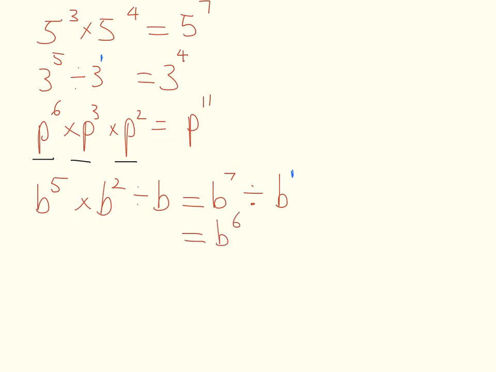Again, a trap people can fall into is looking at something like this and saying, oh, well, I'm dividing by b, so therefore this b here must disappear. Well, that's not how we work. We could write it out as a big long fraction, we don't need to, but we would find b is actually multiplied 7 times in our numerator, divided once, which means we're left with b to the power of 6.